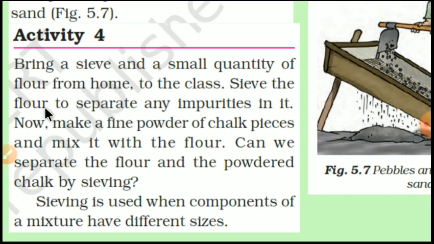Sieve the flour to separate any impurities in it. Now make a fine powder of chalk pieces and mix it with flour. First of all, what we will do, we will go for sieving, so fine particles of that flour will remain. Then we make a fine powder of chalk pieces and mix it with the flour. So now both the particles are of the same size, that is flour and fine particles of chalk.